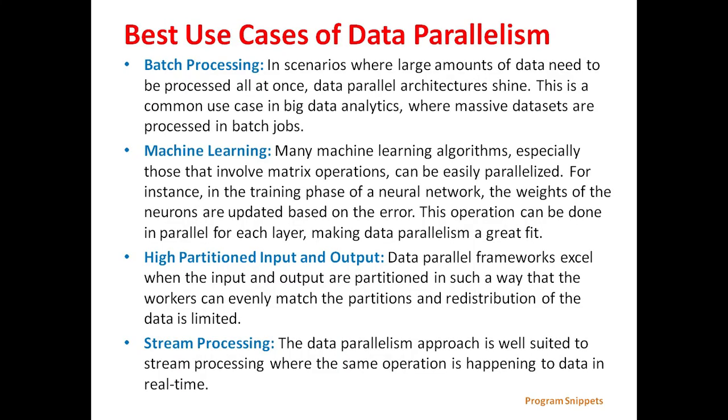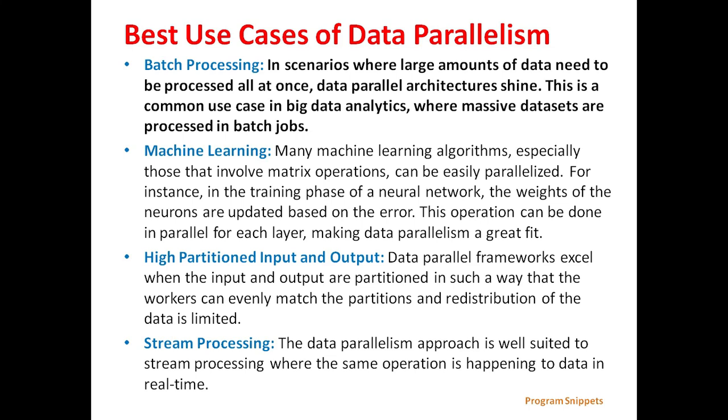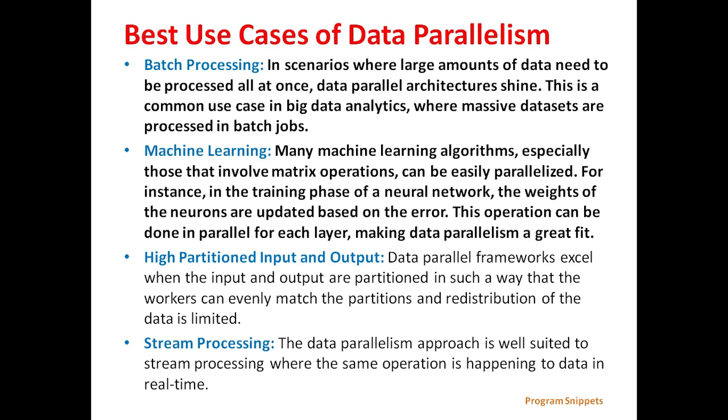Best use cases for data parallelism are batch processing. When there is a large amount of data that needs to be processed all at once, data parallel architecture is useful. This is a common use case in big data analytics, where massive datasets are processed in batch jobs. Machine learning. Many machine learning algorithms, especially those that involve matrix operations, can be easily parallelized. For instance, in the training phase of a neural network, the weights of the neurons are updated based on the error. This operation can be done in parallel for each layer, which makes data parallelism a great fit.